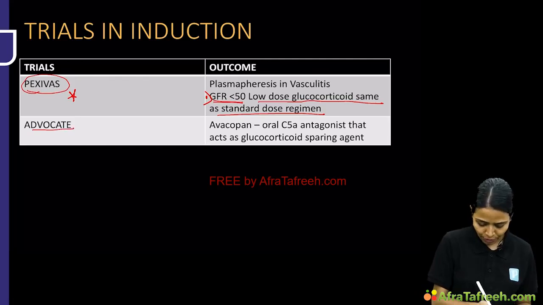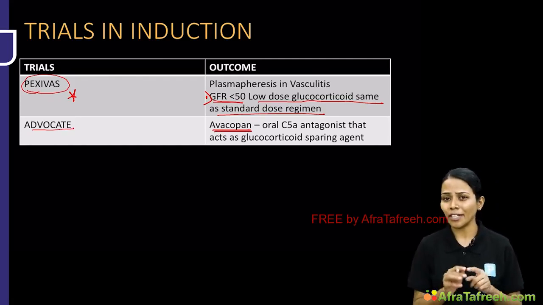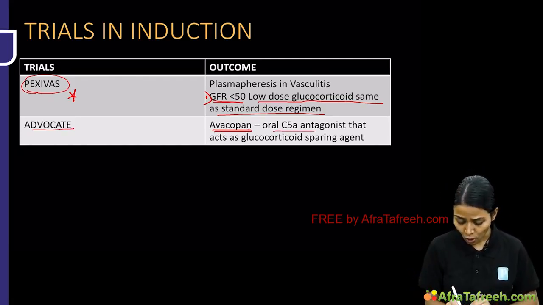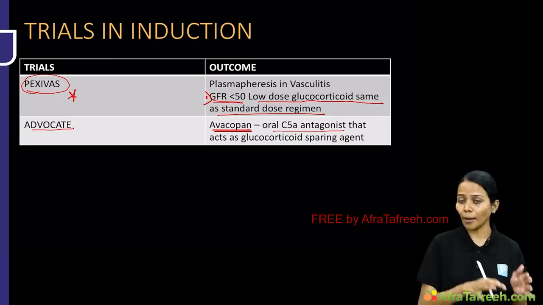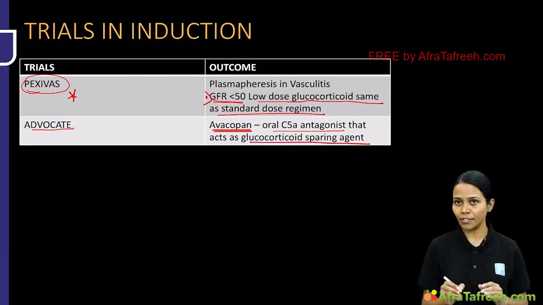Next was the ADVOCATE trial, which is for the use of avacopan. This is a recent trial. So they might ask it as a one-liner, that for what it was used. So avacopan, which is an oral C5a antagonist, when combined with any of these agents, can act as a glucocorticoid sparing agent.